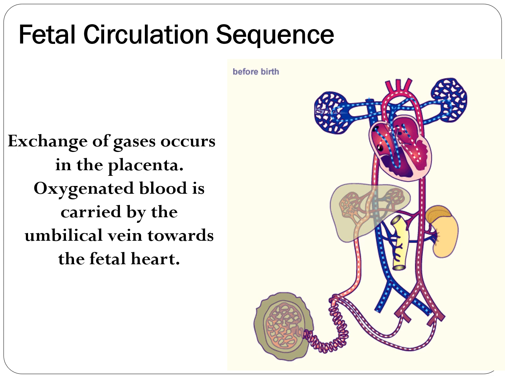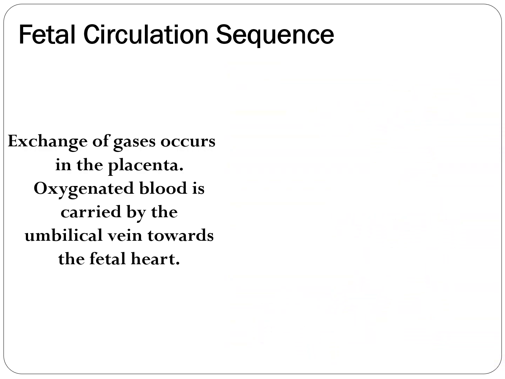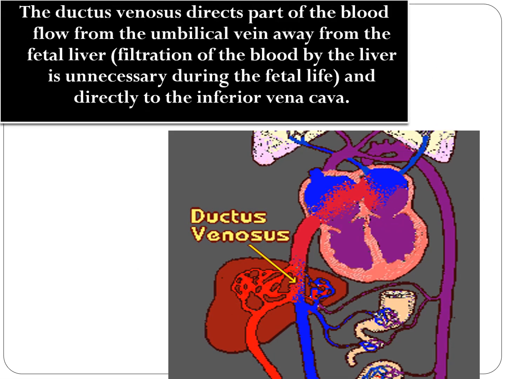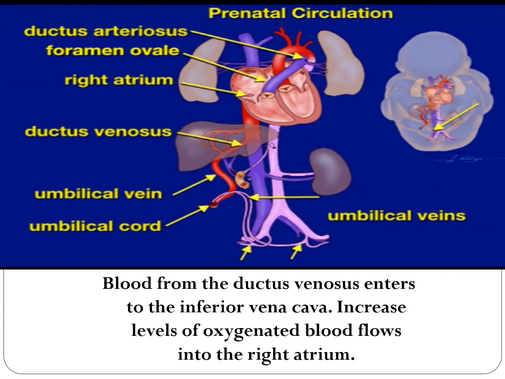Oxygenated blood is carried by the umbilical vein towards the fetal heart. The ductus venosus directs part of the blood flow from the umbilical vein away from the fetal liver, for the filtration of blood by the liver is unnecessary during fetal life. So, hindi kailangan magkaroon ng filtration sa liver. And it directs to the inferior vena cava. Blood from the ductus venosus enters the inferior vena cava. Increased level of oxygenated blood flows in the right atrium.